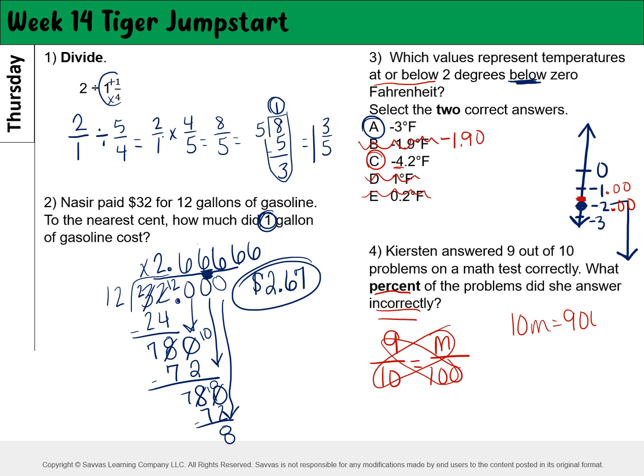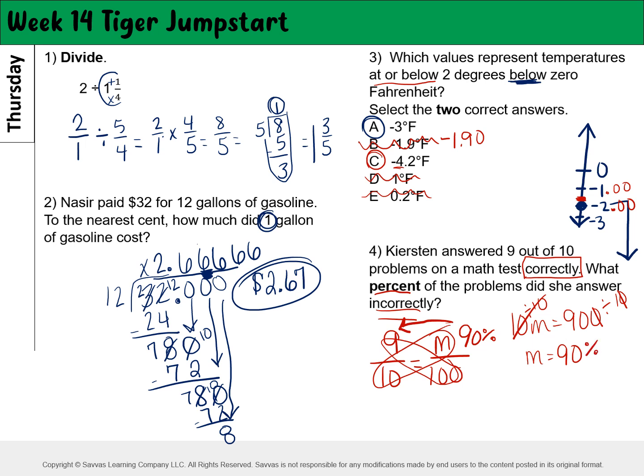You want m on its own, so you would divide both sides by 10. 900 divided by 10 gives you 90. So we know that m, which is your percent, is 90%. Now remember, this 90% goes with the 9. Well, what was the 9 talking about? The problems that she solved correctly. So how would I know what percent she solved incorrectly?